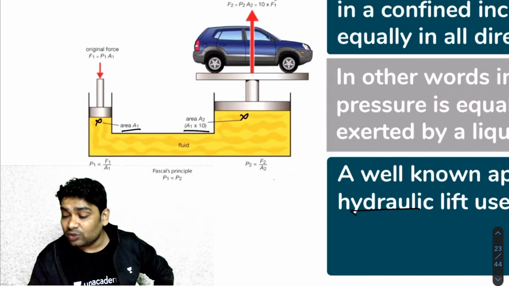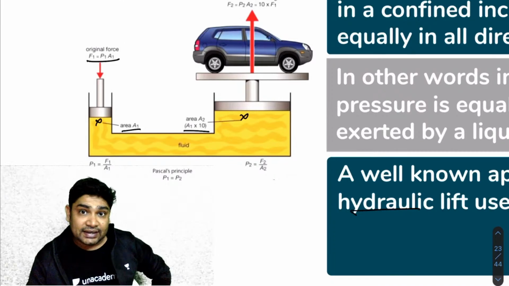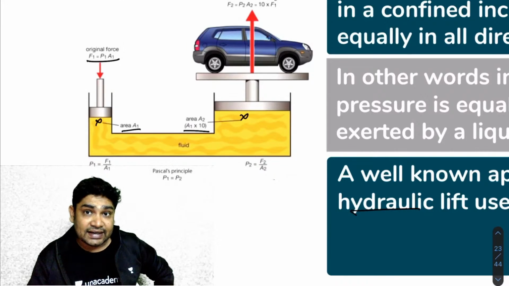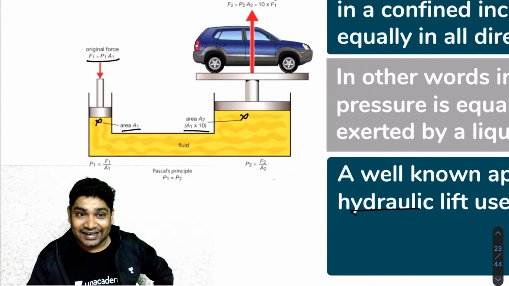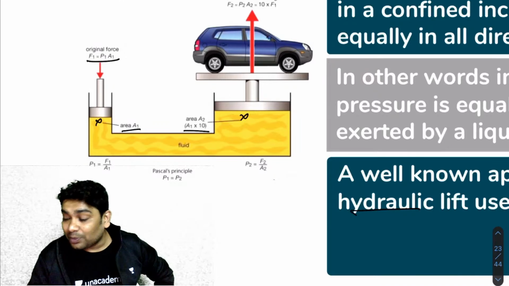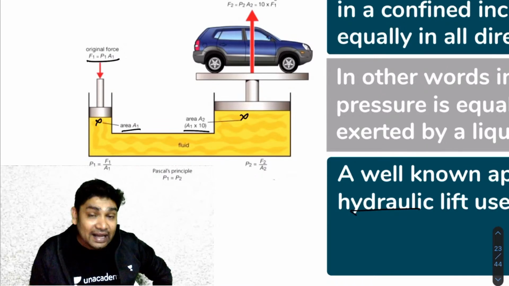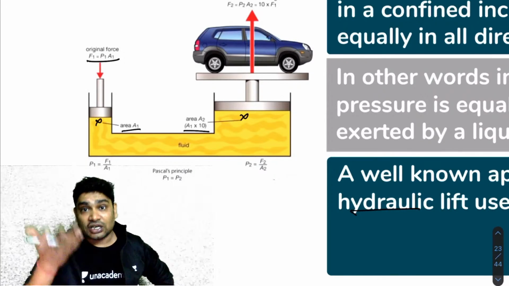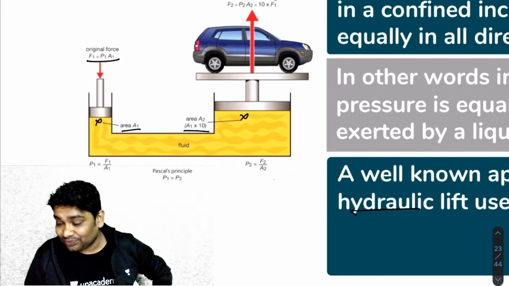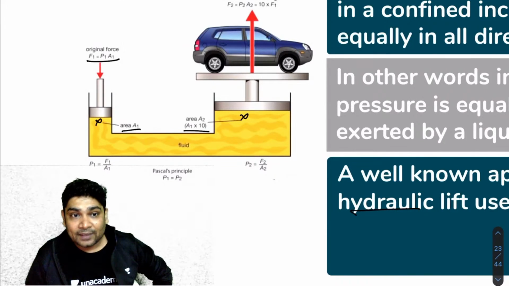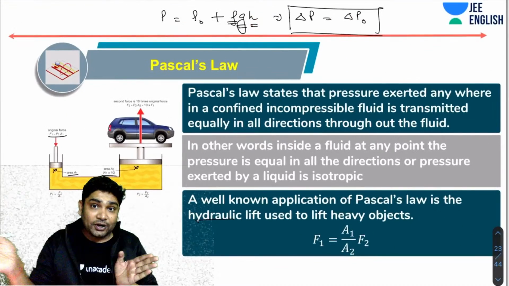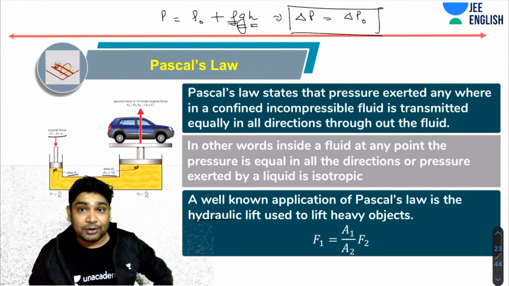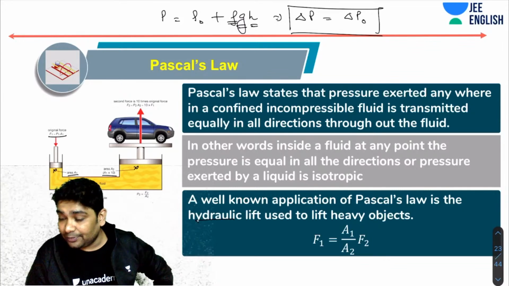Now, if you apply a force F1 here, then the pressure exerted, or increase in pressure, at this end is P1, which is F1 over A1, right? The same pressure increase is obtained here, only that the area here is higher. So the force transmitted here becomes larger. With the help of Pascal's law, I can transmit force from one point to another, and I can magnify the amplitude of the force. That is the idea.